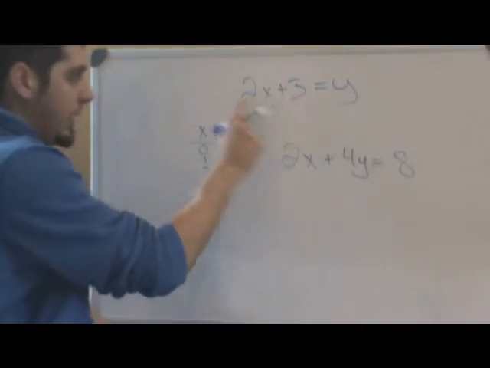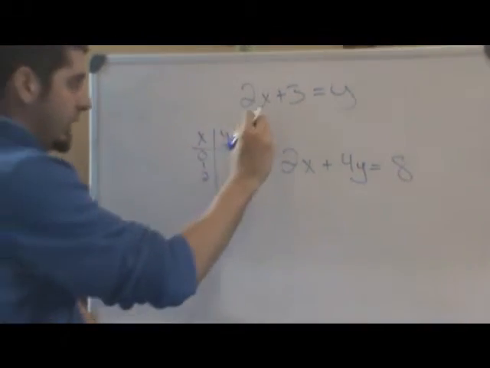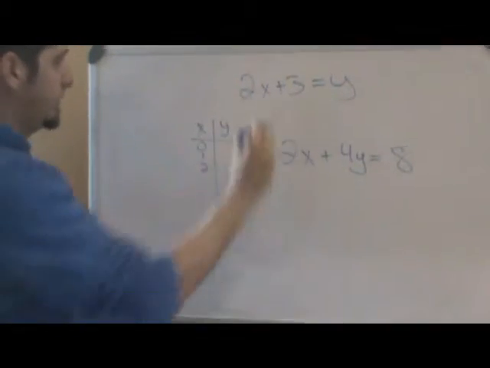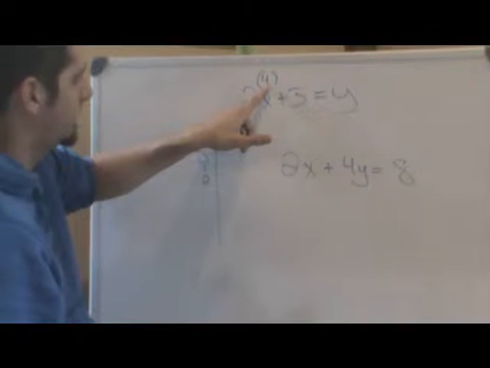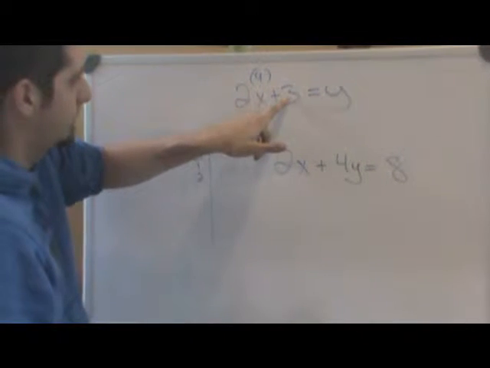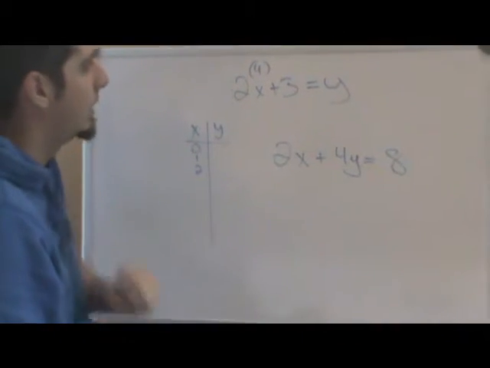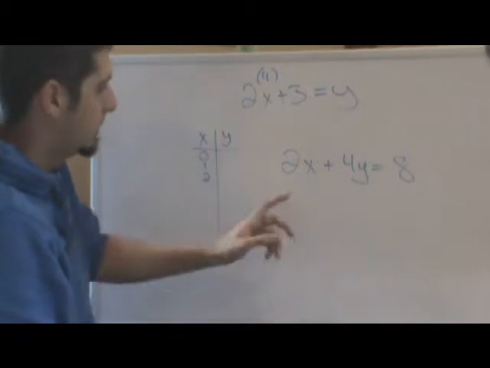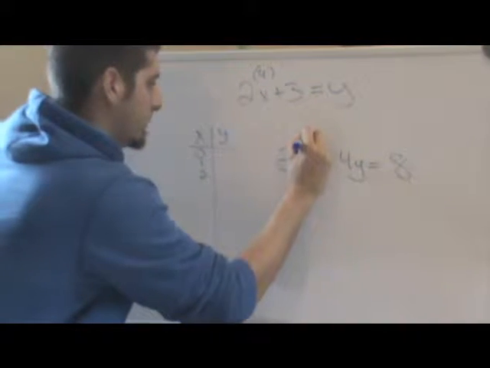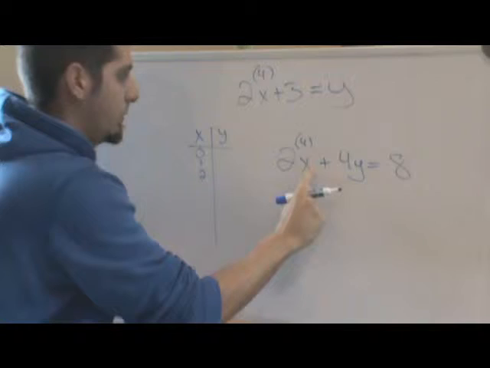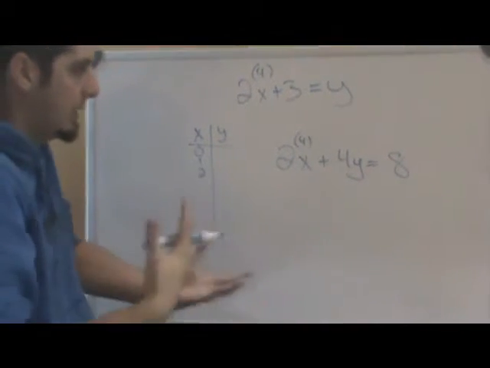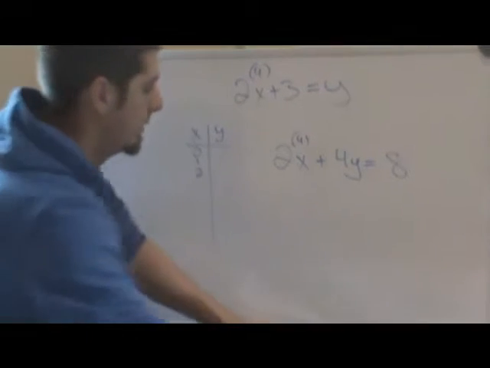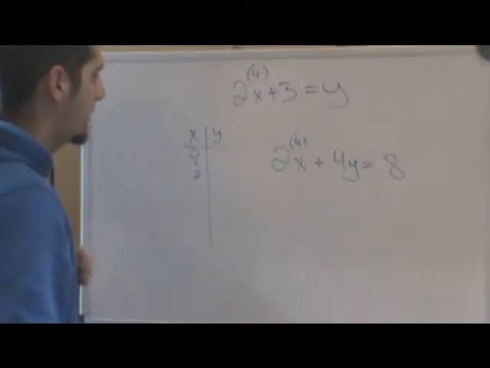Now, if I input x up here, okay, I can solve that. If I input 4 for x, I can do 2 times 4 is 8, plus 3 is 11, and so I know that y equals 11. But if I input 4 here, 2 times 4 is 8, plus 4y, 4 times y. I don't know what y is, so I can't do that. So you're stuck. It makes life a lot harder on you.